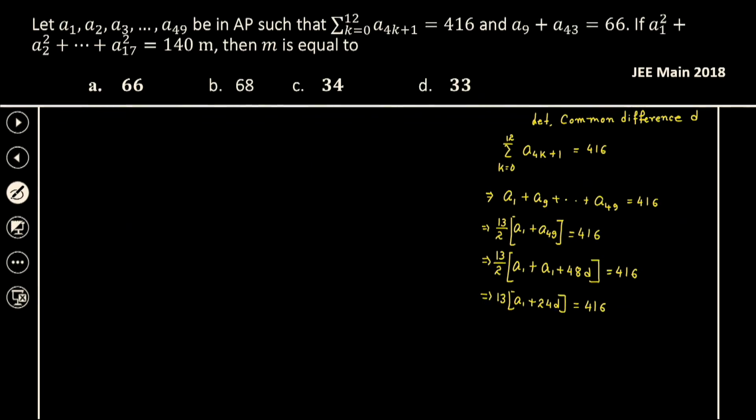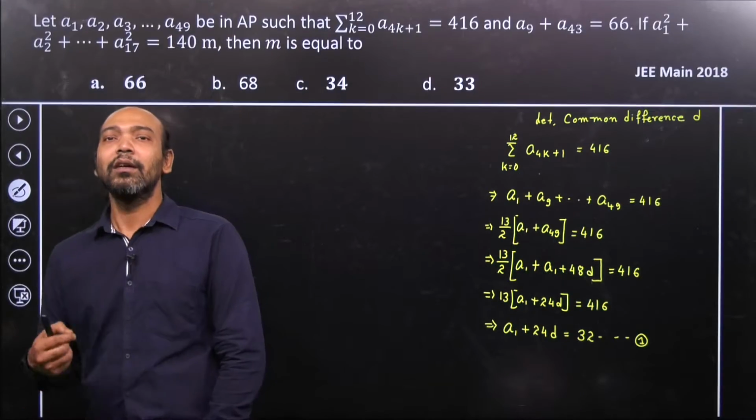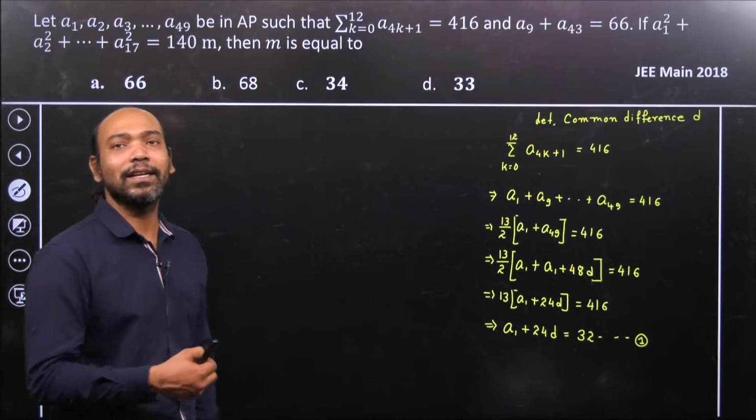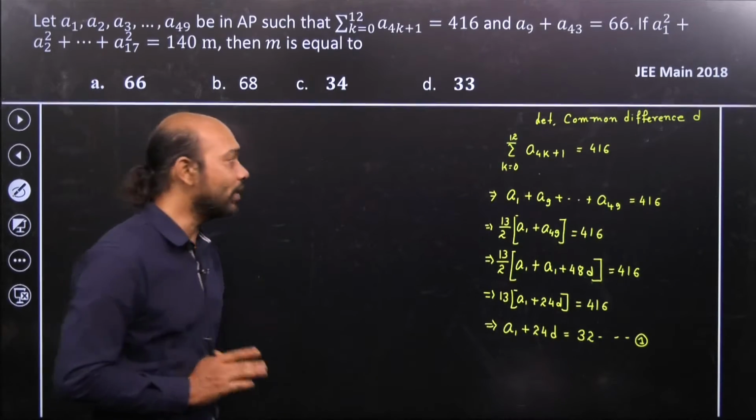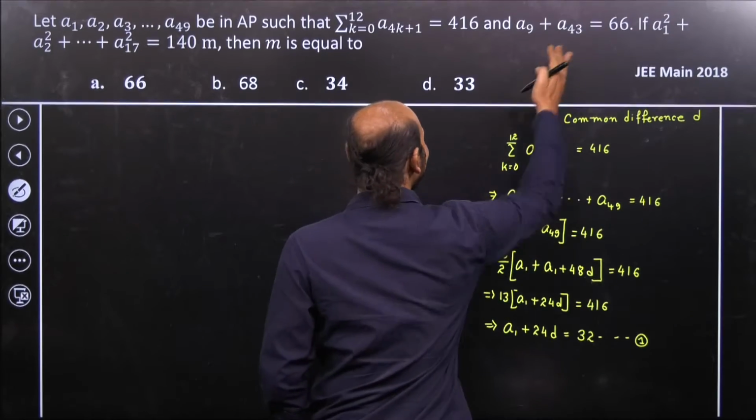Now 13 can be divided out, so we'll have A1 plus 24D equal to 32. You can check the division: 13 into 32 is 416. So we get one equation. Now we look for the second equation.